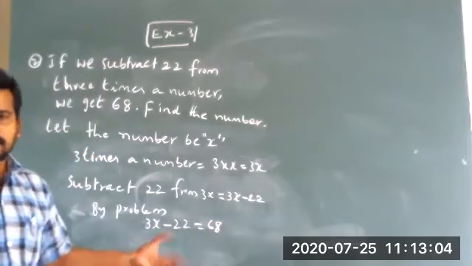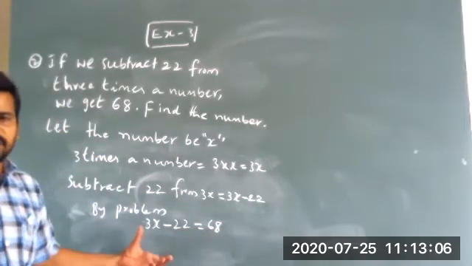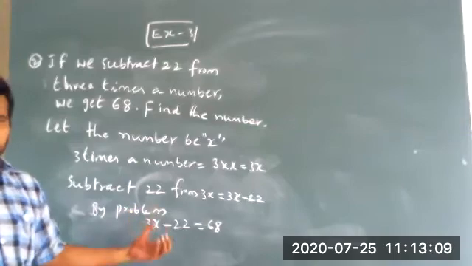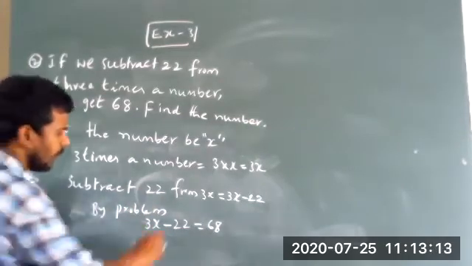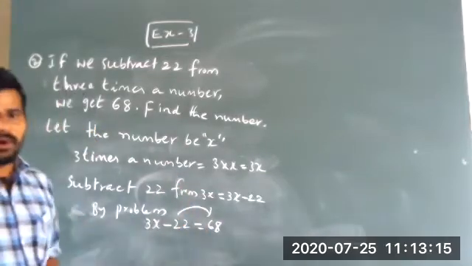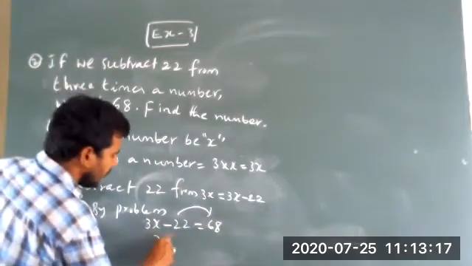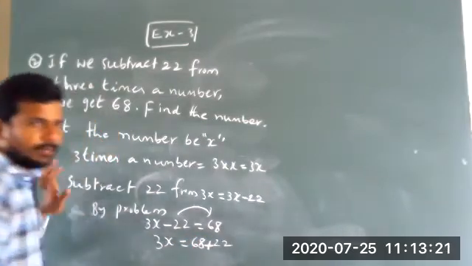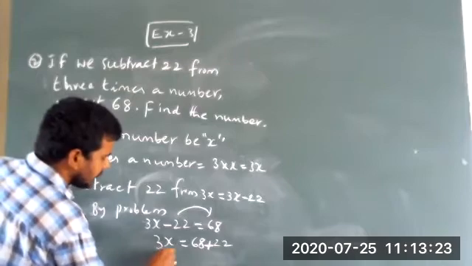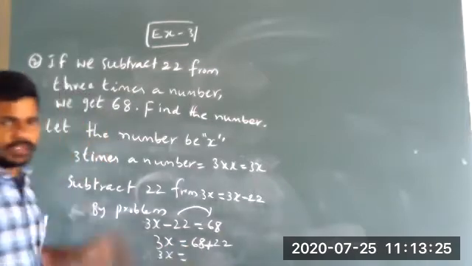This is the simple equation. 3x minus 22 is the LHS part of this given simple equation and 68 is the RHS part. Now this 22 is sent to the RHS side. So 3x equal to 68 plus 22. How much, children?